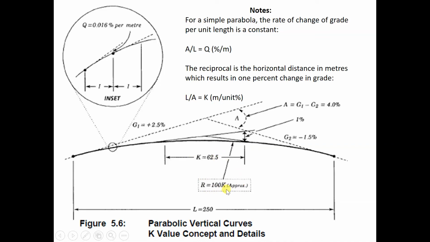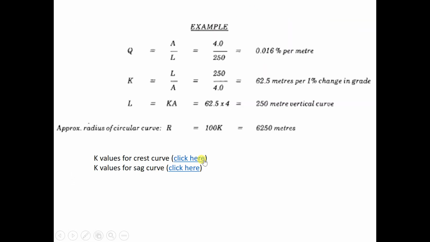R is equal to 100K, so it's 100 times 62.5. So that's the radius. The length is given. 100 multiplied by 62.5 gives us 6,250. Yeah, the radius is 6,250 meters. I think we have mentioned this earlier.